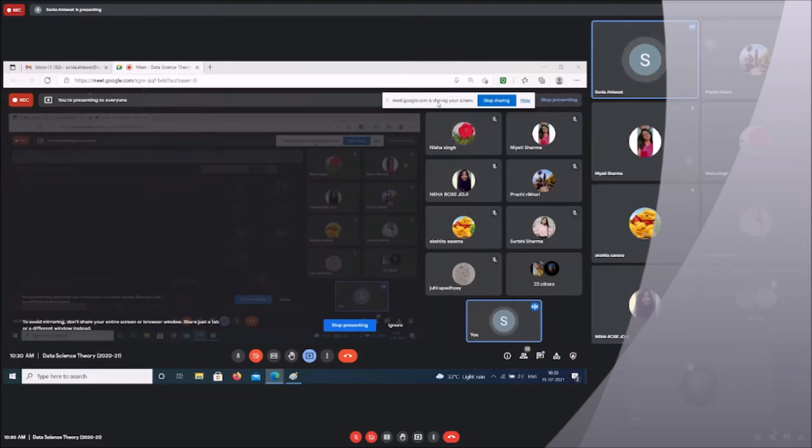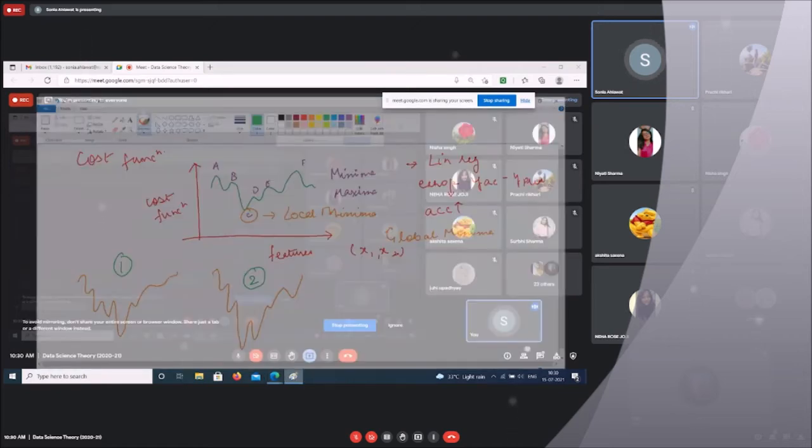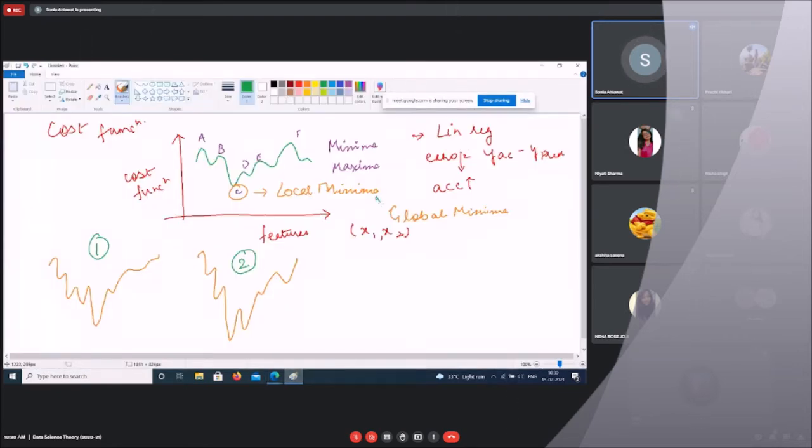So this is what exactly happens for the local minima and the global minima. So local minima is also called as global minima, or I should say global minima is nothing but a local minima for all the points.